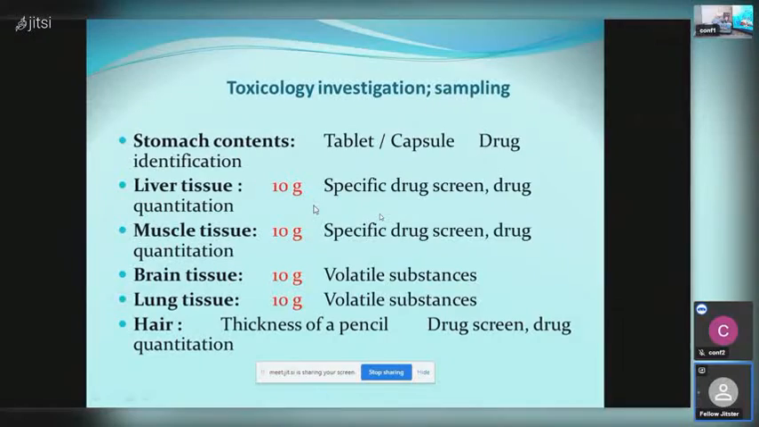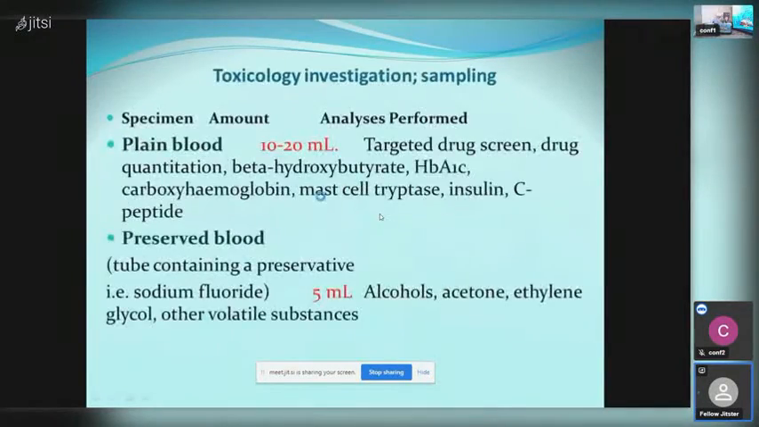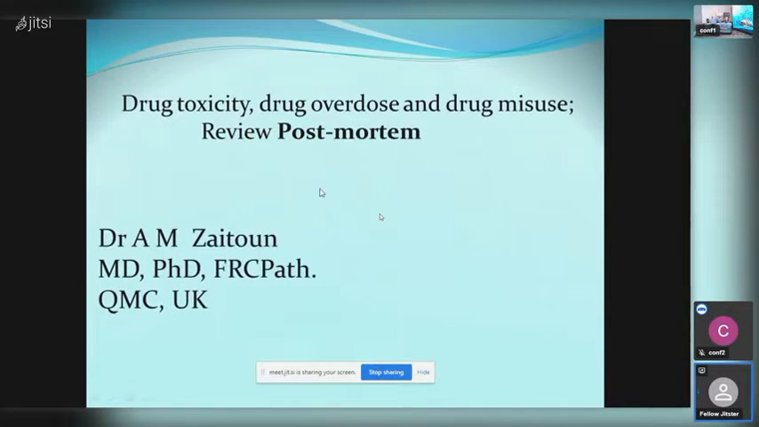Yeah, we can see you. We can see the slide. Okay, that's excellent. So in this case, there's no problem.